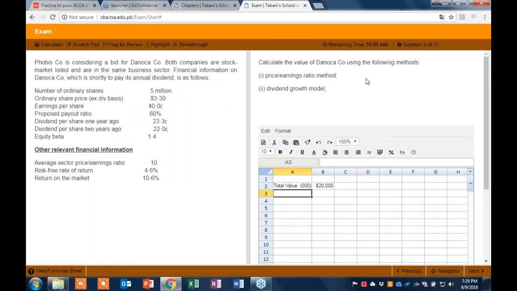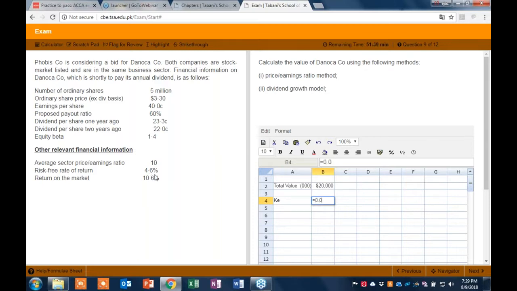Then we have to calculate the same value using the dividend growth model. And for the dividend growth model, we need the cost of equity. So first, let's calculate the cost of equity. And the cost of equity should be calculated using the CAPM model.